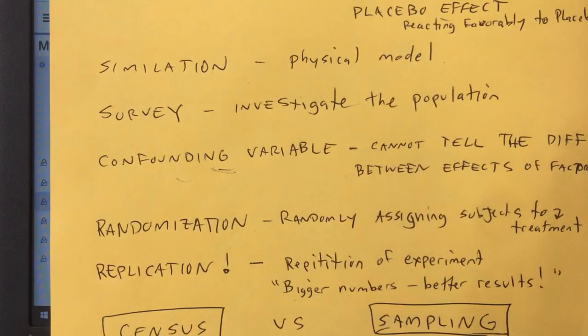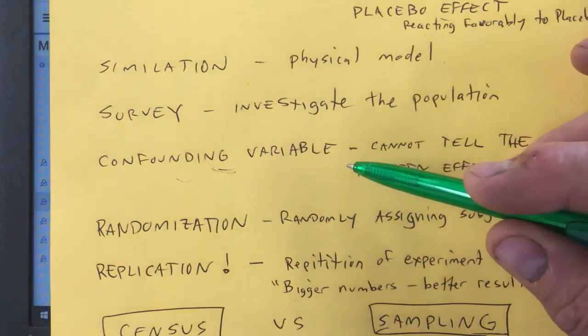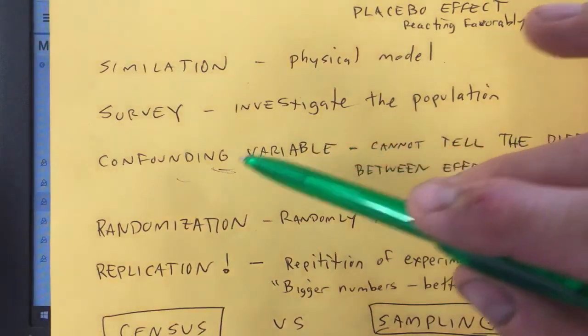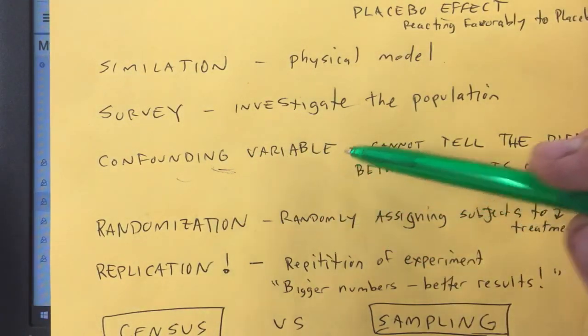Like for instance, suppose it rained on a day that you took this treatment. Okay, well, a confounding variable might be the rain. You might think that the rain caused you to get better. And some people think that. They think the weather might affect them one way or the other, when actually it might just be a confounding variable that's not affecting them at all.